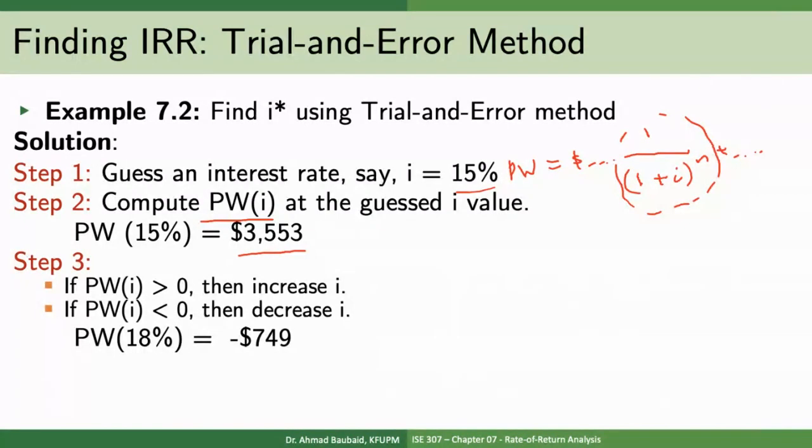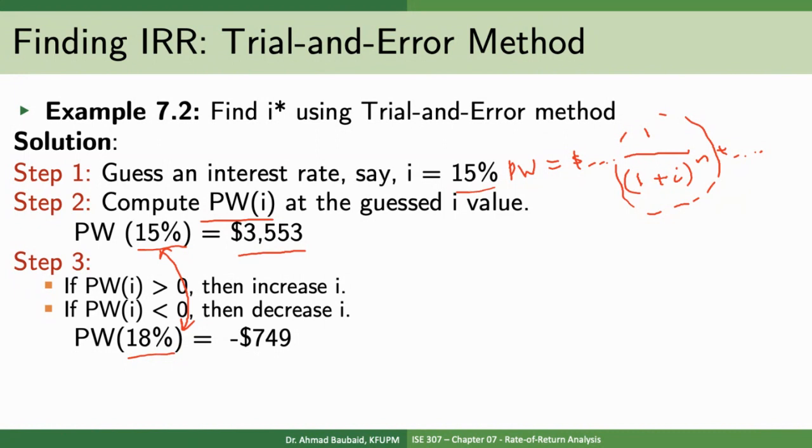If it's negative, of course, I go in the opposite direction and I decrease I. And so here, I've increased the interest rate from 15% to 18%, and I've gotten a value that's negative. So I've kind of overshot the 0 point. I went from positive to negative, and so I know at least that the true interest rate, the internal rate of return, is somewhere between 15 and 18%.